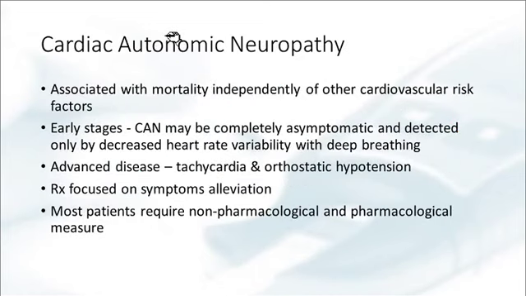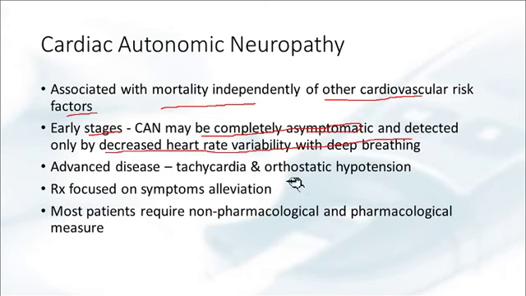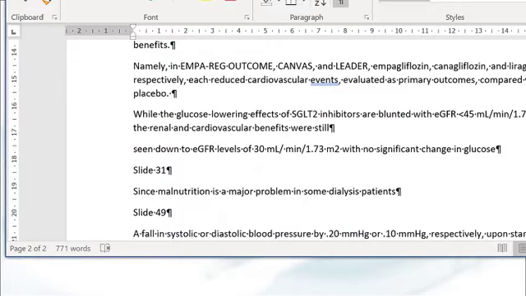First one we're going to discuss is cardiac autonomic neuropathy, which is associated with mortality independent of other cardiovascular risk factors. In the early stages, cardiac autonomic neuropathy may be completely asymptomatic and detected only by a decreased heart rate variability when deep breathing. In the advanced stages of the disease, you will have tachycardia and orthostatic hypotension. Right, and of course the treatment is actually symptom alleviation, and most patients require non-pharmacological and pharmacological measures.